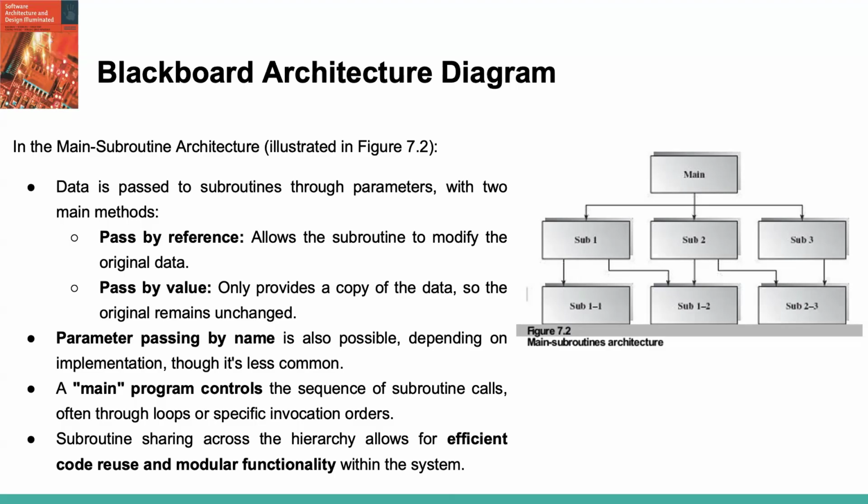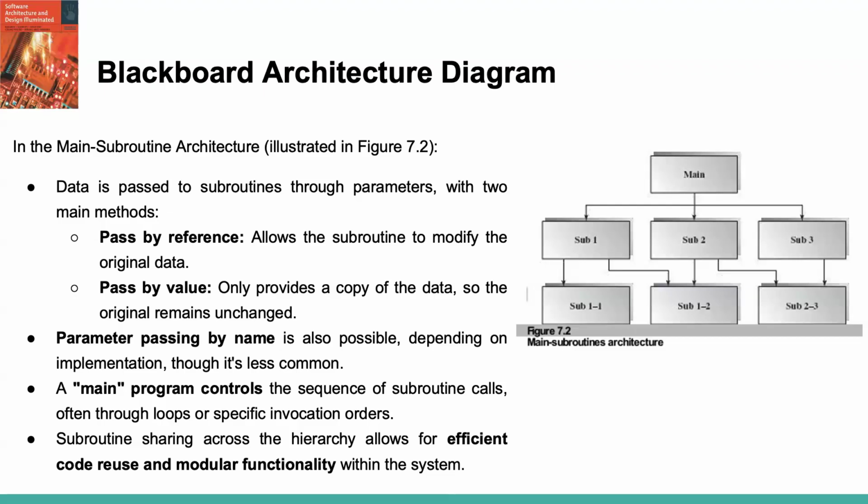When data needs to be sent to subroutines, it's often passed through parameters. There are two main methods of parameter passing. Pass by reference. In this method, the subroutine receives a reference to the original data, allowing it to modify that data directly. This approach is useful when the subroutine needs to update or affect the original data. Pass by value. Here, a copy of the data is passed to the subroutine, so the original data remains unchanged. This method is ideal when you want to protect the integrity of the original data and prevent any unintended modifications.